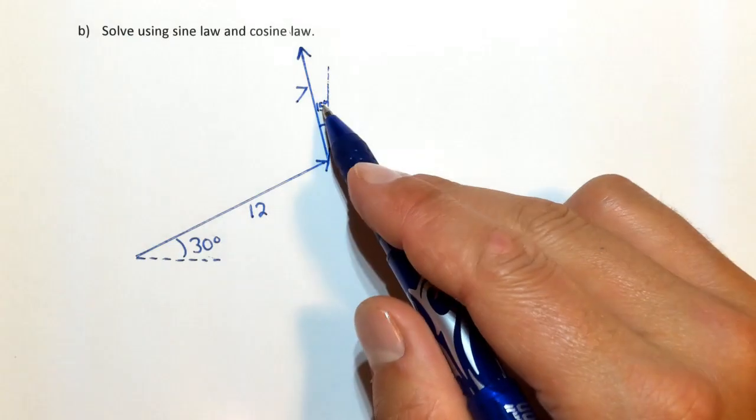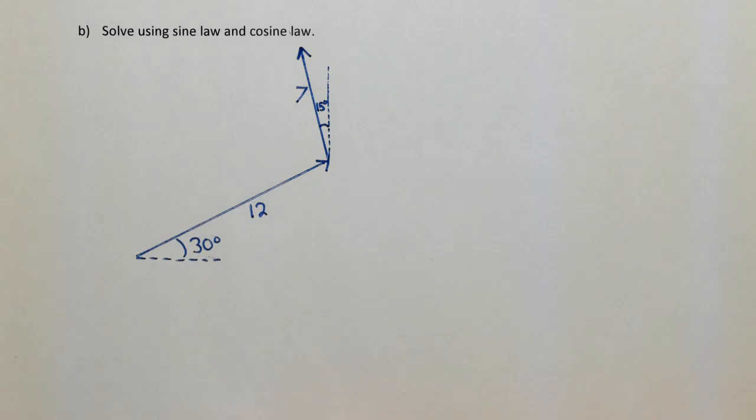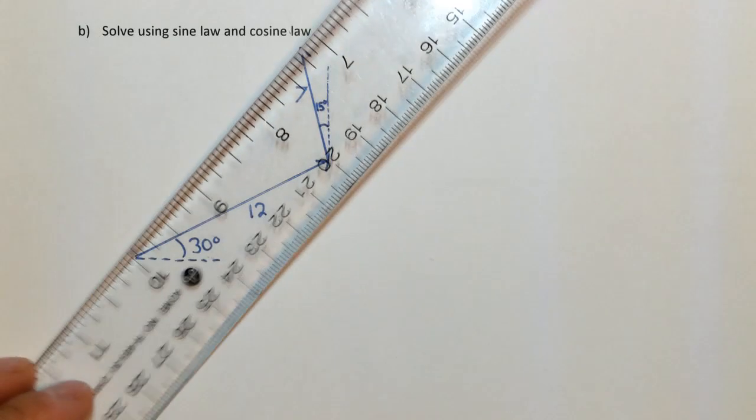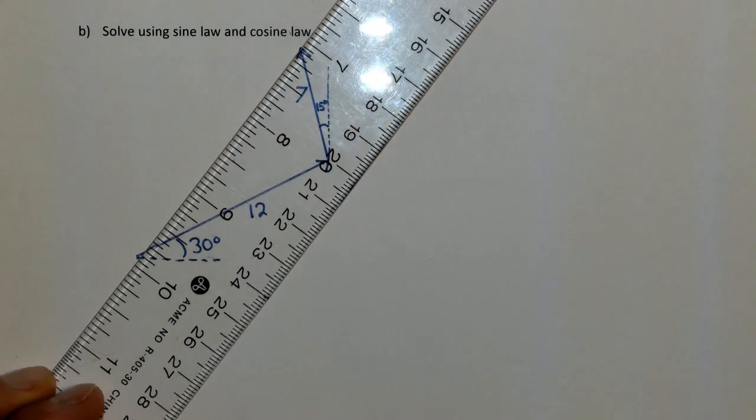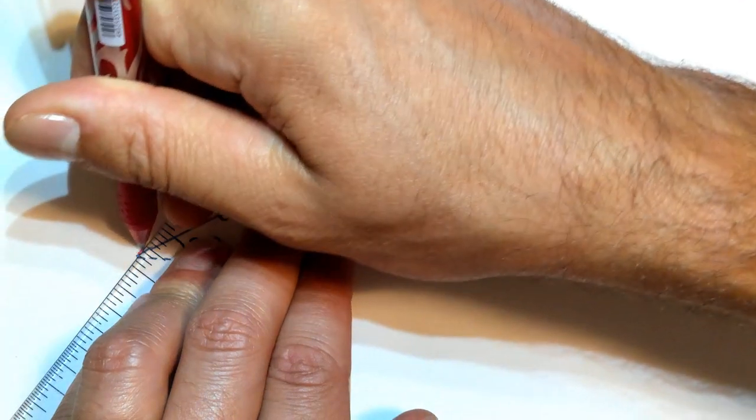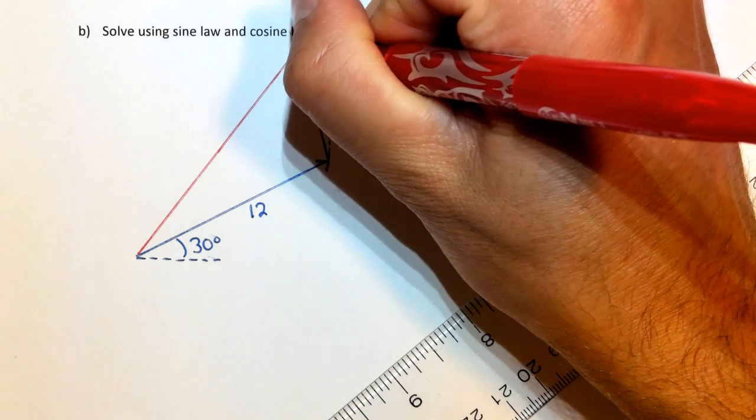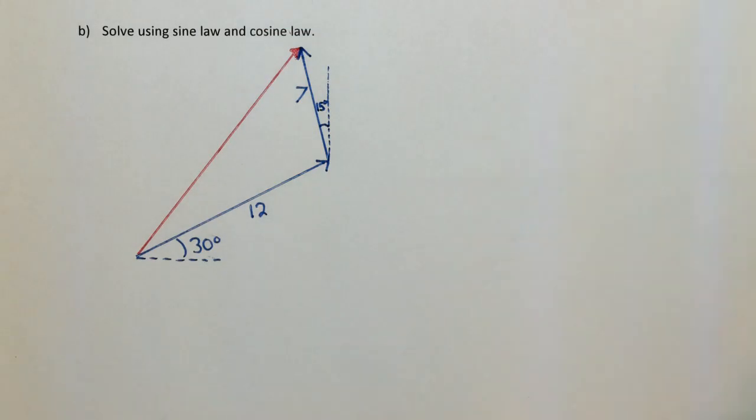Okay, so 15 degrees, 30 degrees, 12, and 7. I'm trying to add those two together, and I'm trying to get the resultant, which goes from start to finish. Nothing new here. I've basically just drawn out the exact same diagram I had in the previous question. But instead of running away from this triangle because it doesn't have a 90-degree angle in it, we're going to just approach it head on.